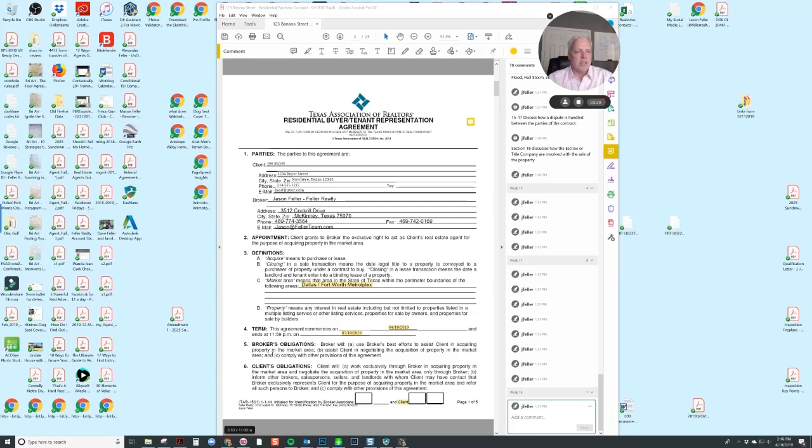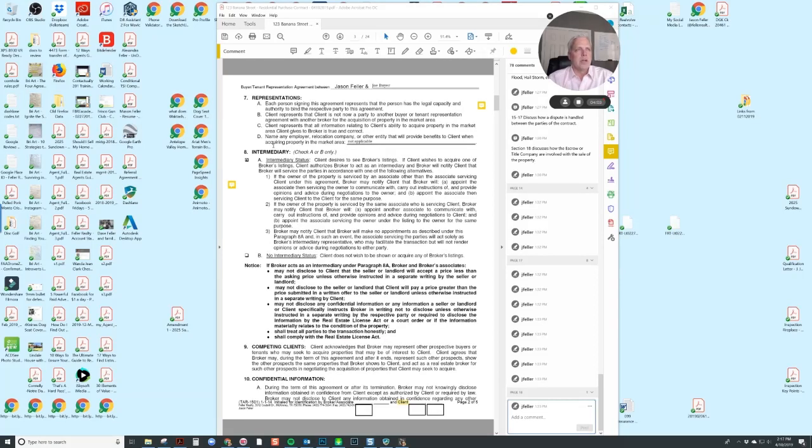Then you've got 5 and 6, which just explain the obligations of both parties. That's the broker agent as well as the clients. And it's basically explaining that the client will work exclusively with this broker, and that the broker will assist in their best efforts to acquire a property in that market and negotiate to the best of their abilities for that client. Then at the bottom, you would initial either one box or two boxes if there's more than one buyer.